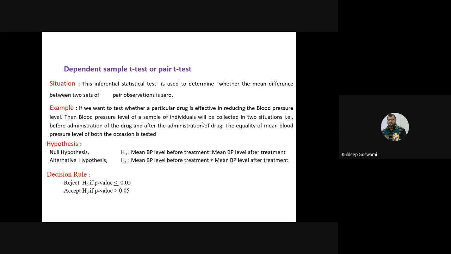Now, if we want to check whether the drug has some impact on those patients or not, we have to go with the paired t-test. Okay, here the null hypothesis will be that the mean blood pressure level, like systolic blood pressure level, before treatment and after treatment is equal. For the alternative hypothesis, the mean blood pressure level before treatment is not equal to the mean blood pressure level after treatment.